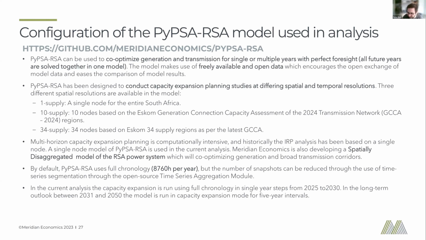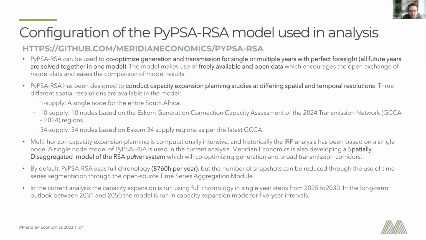So essentially, if you wanted to do a high resolution model, say with 34 nodes, you would typically do that for a single year at some point in the future to understand some more of those spatial aspects. But we find the 10 supply node model at the level of the ESCOM supply areas works quite well in terms of a balance between capturing some of the spatial diversity in the capacity expansion model, but not making it too computation intensive that the model isn't tractable anymore.